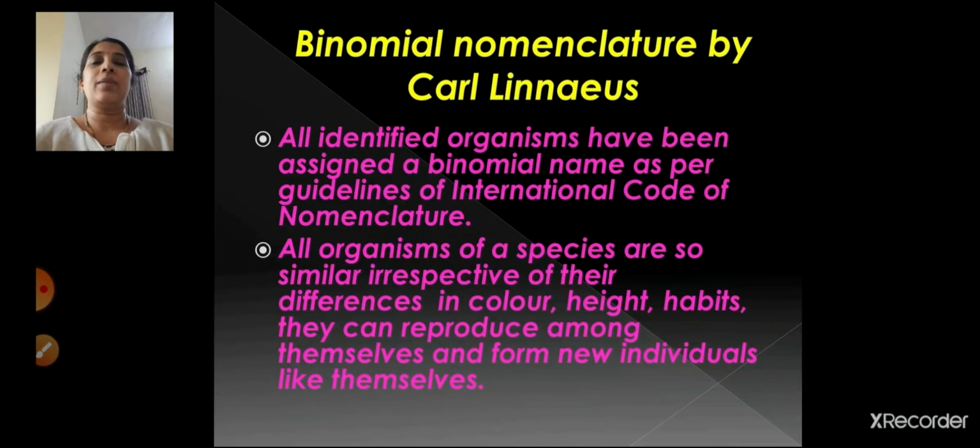All the organisms of a species are so similar, irrespective of their differences in color, height, habits. They can reproduce among themselves and form new individuals like themselves, right? So you can see there are many organisms of the same type, but there is a difference in their color, height, and habit. But the reproduction capacity is there in them, and like this new individuals can be formed.